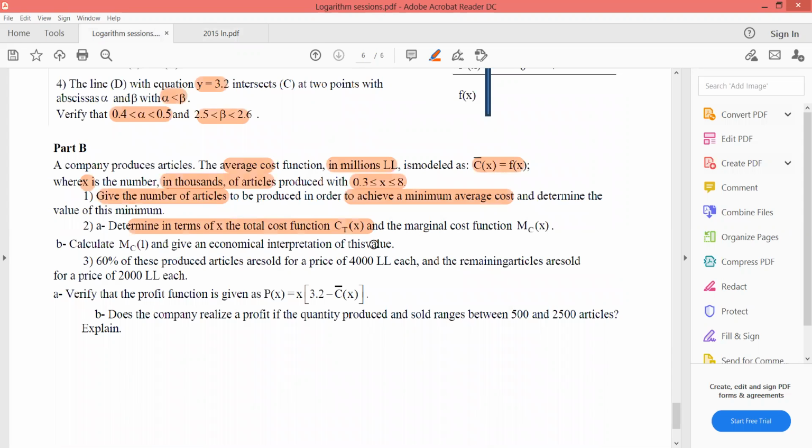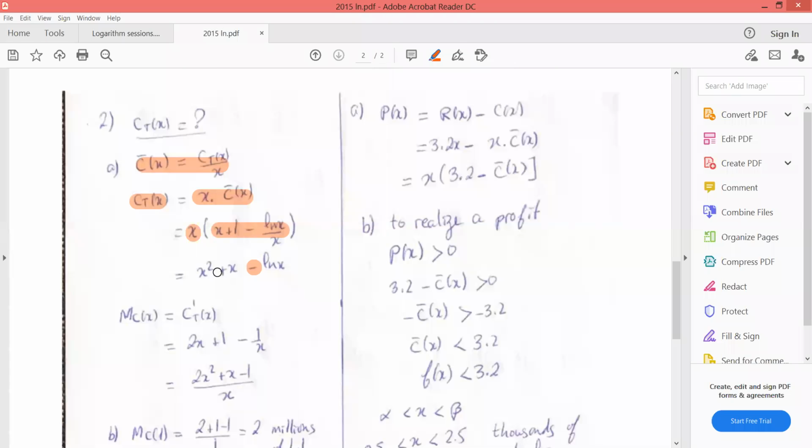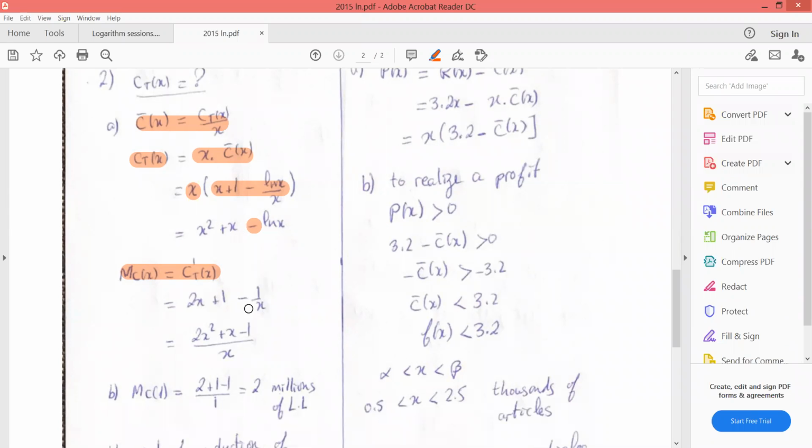Now, how to determine the marginal cost? It is the derivative of the total cost. How do we find the derivative of this function? The derivative of x squared is 2x. So the marginal cost is the derivative of the total cost: 2x plus 1 minus 1 over x. We take the LCM, or we can leave it like that. If we take the LCM, it is 2x squared plus x minus 1 over x.